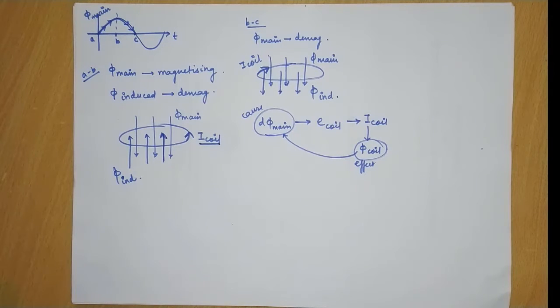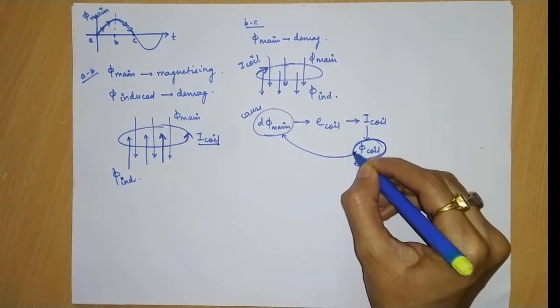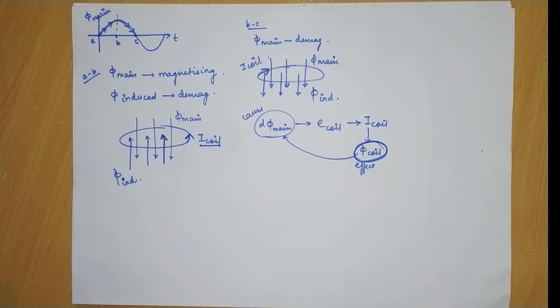So, I can summarize what I have told: when an alternating flux, or we say a time varying flux, links a coil, a statically induced EMF will be produced. This EMF will circulate a current. In turn, it will produce an additional flux that I have denoted by phi coil. This additional flux will oppose the change in the main flux, which is the cause for its production.